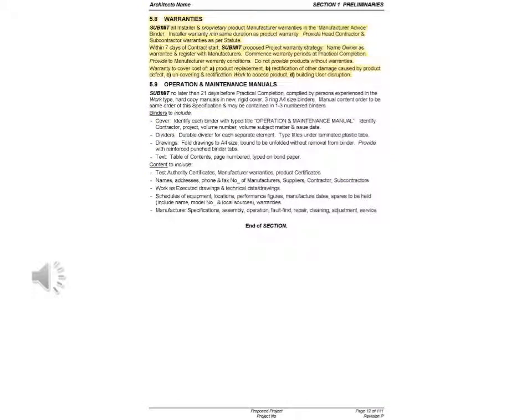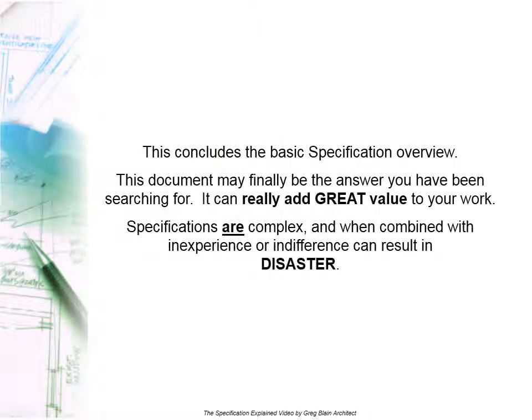Warranties are specified in clause 5.8 and include standard manufacturer warranties. Increased warranty periods can be documented, but they are never a certainty and need the full prior cooperation of the manufacturer. This concludes the basic specification overview.